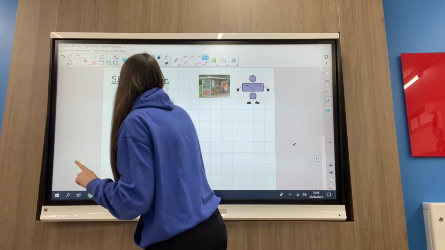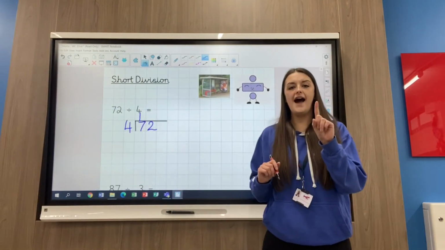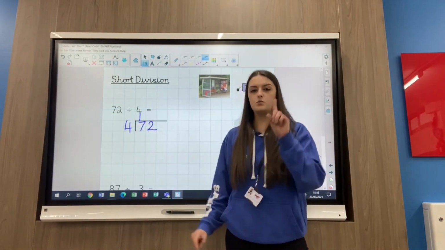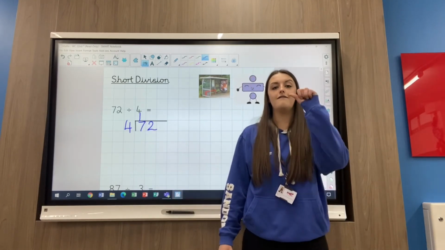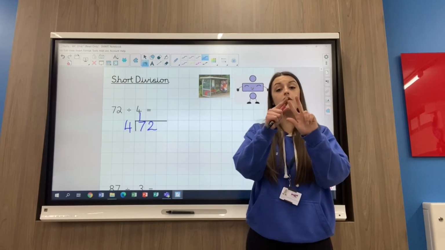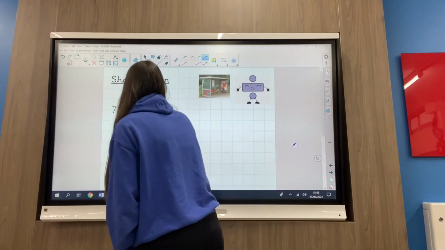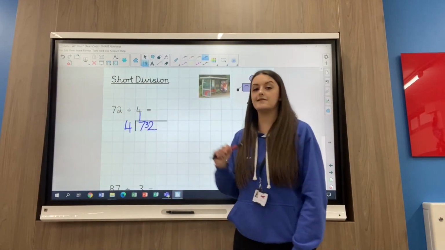So I'm going to record that on the top of my bus stop. But how many have I got left over? That's 1 4. I need to count on from 4 to get to 7. 4, 5, 6, 7. I've got 3 left over. So remember we carry those 3 to the next column.